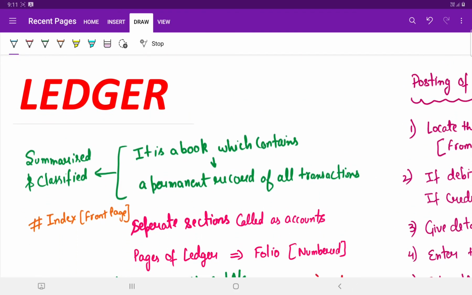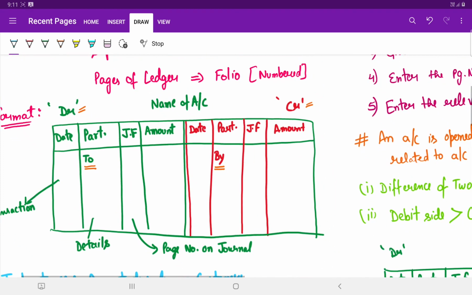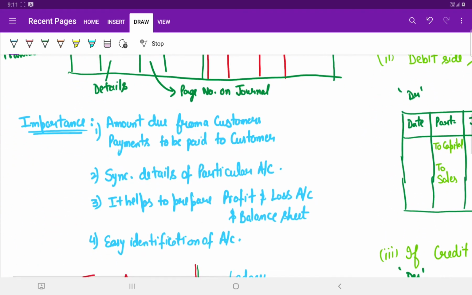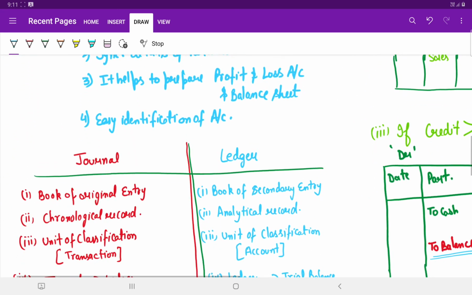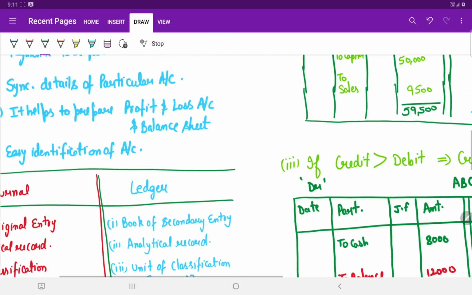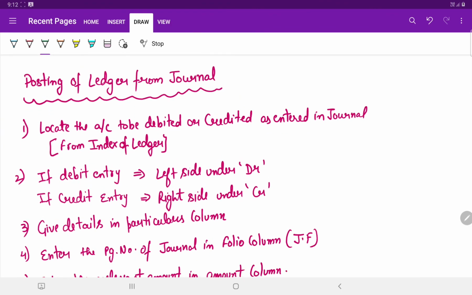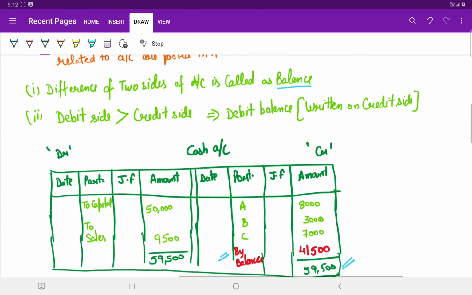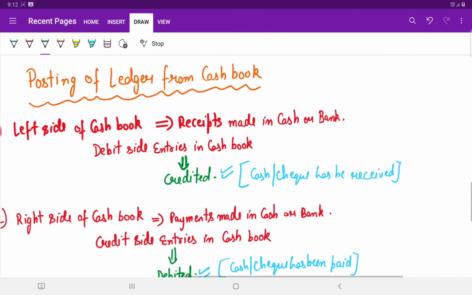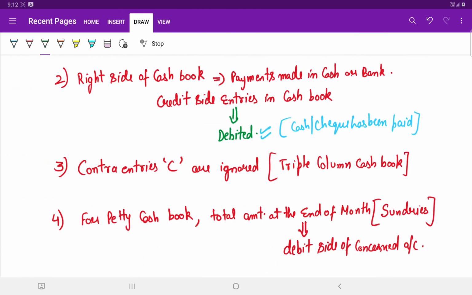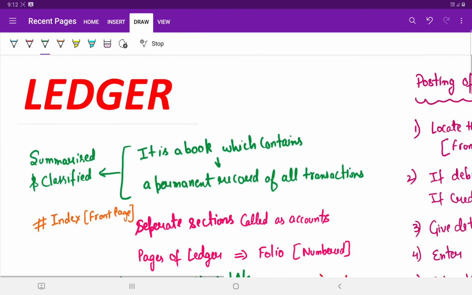So we have completed what is a ledger, its format, the importance of ledger, then the difference between the journal and a ledger, then how the entries are posted from a journal to a ledger, the important notes, the debit and credit balances we have covered, and finally the posting of ledger from a cash book. So this was all regarding a ledger. I hope it is now clear to you all.